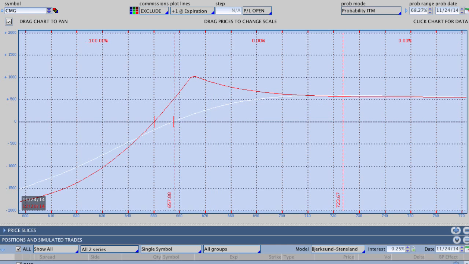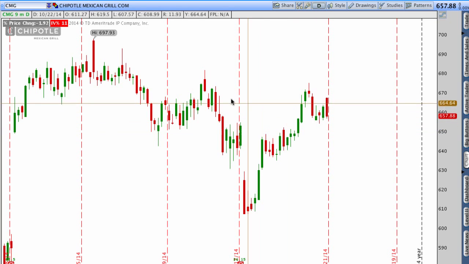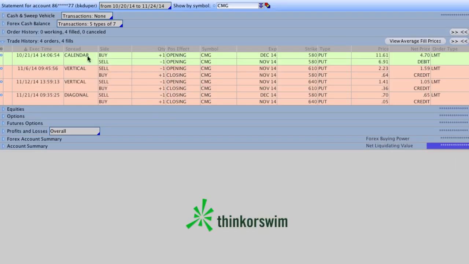Okay. So now obviously Chipotle continued to rally through expiration, and after all is said and done, we were able to close out of our now diagonal spread on 11/21, which is just this past Friday. Closed out of our 11/21 diagonal spread in Chipotle, and we sold out of our 580 puts for December. Remember, these are the ones that we had originally bought for $11.61. They're now trading at 70 cents, so they've lost a significant amount of their value, obviously, because Chipotle continued to rally higher. And our 640 puts that we had sold for $1.41 are now trading for 5 cents.